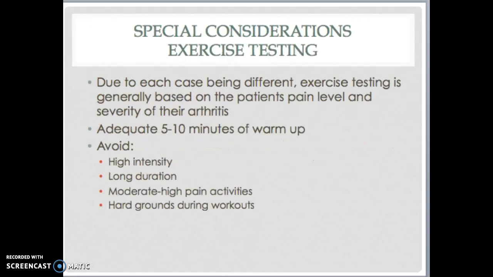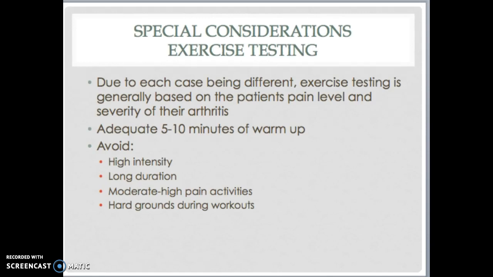So, your special considerations, specifically for exercise testing. Each case is different. Each person has their own pain tolerance. Each person has their own severity of arthritis. You're not going to get one individual that has the same. So for them, we always start with 5 to 10 minutes of adequate warm up. Could be a stationary bike. It could just be stretching, things like that, just to make sure that the joints aren't cold going into a workout.